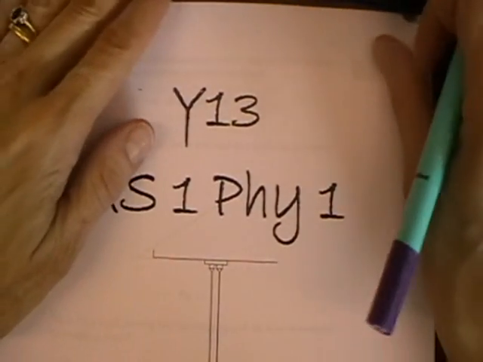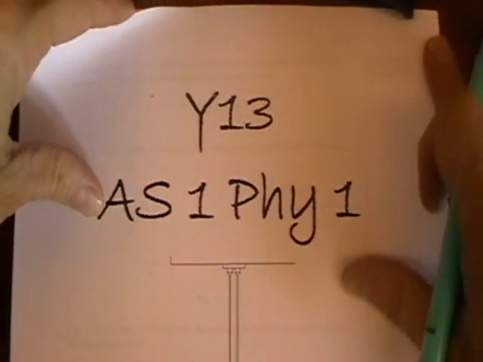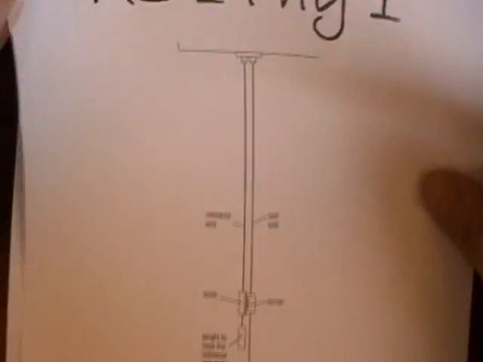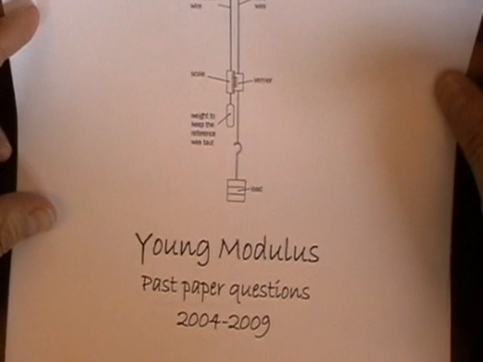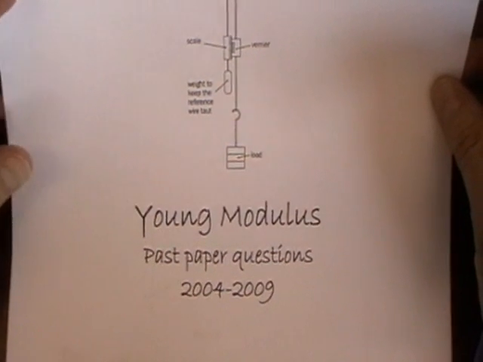This is Year 13, AS1 Physics 1, and this is past paper solutions to all the questions on Young Modulus and Hooke's Law. So it's from 2004 to 2009.